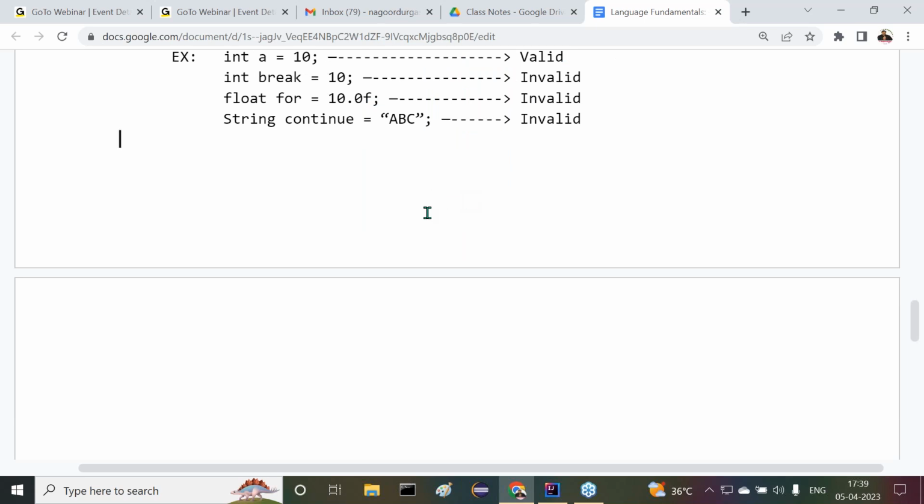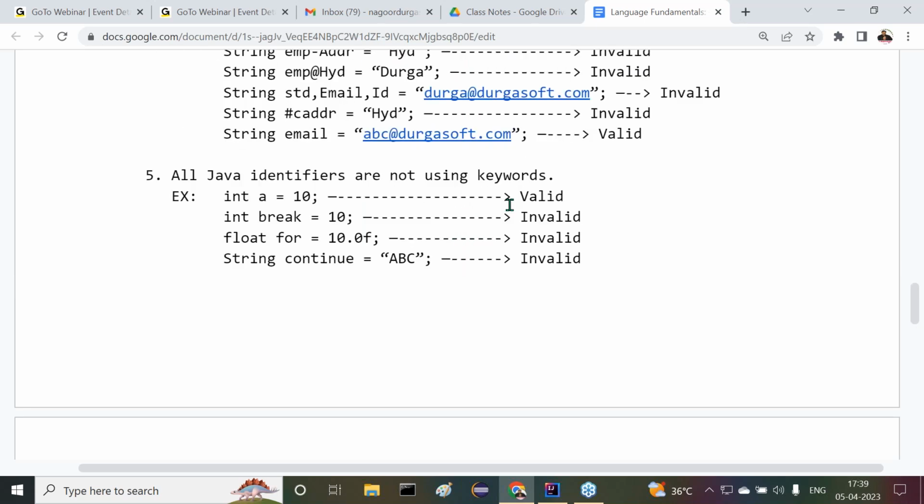You may have one question in your mind. Sir, okay, all the rules and regulations here I'm understanding and following, I don't have any problem. But you are saying that all Java identifiers are not using keywords, and I don't know what exactly the keyword set in Java is. How can I recognize which are keywords and which are non-keywords? If I want to evaluate these examples, first of all I need to know what exactly the keywords inside Java are. Then only I can answer these questions. As of now, I don't know anything about keywords. How am I going to identify which things are keywords and which are non-keywords? You may have that kind of question in your mind.